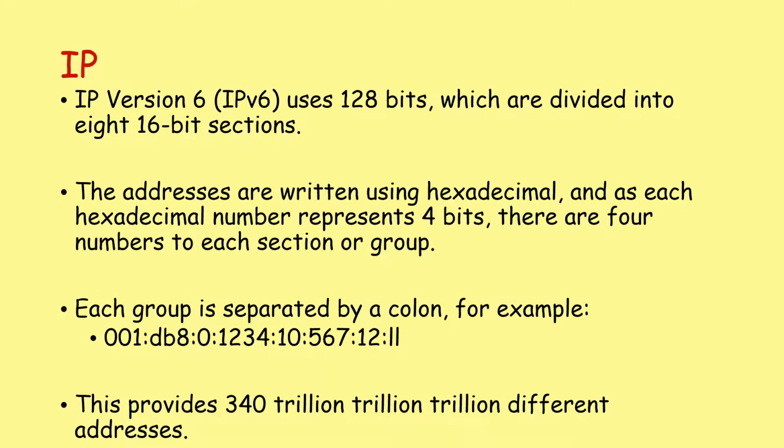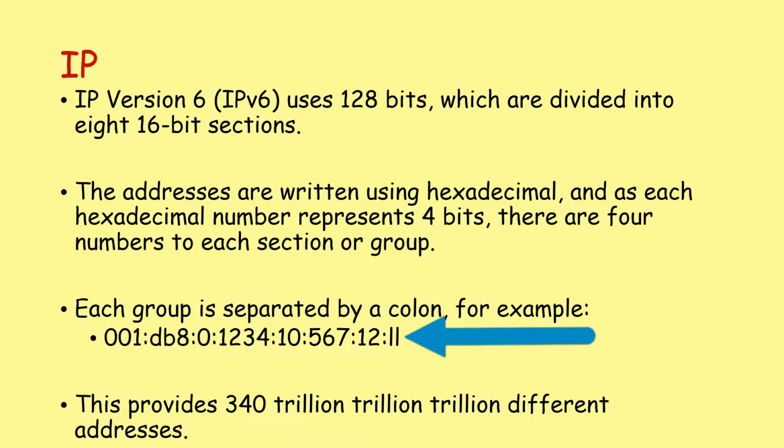IP version 6 has been in the works for quite a long time, but swapping from one version of the Internet Protocol to another is really complicated because you've got to change the complete addressing system of millions of computers and millions of routers all around the world. So IP version 6, who knows what happened to IP version 5? We just skipped over it. But this is a 128-bit addressing system, which means it is divided into 8 16-bit sections. The addresses are written using hexadecimal, and as each hexadecimal number represents 4 bits, there are 4 numbers to each section or group, and each section is separated by a colon.